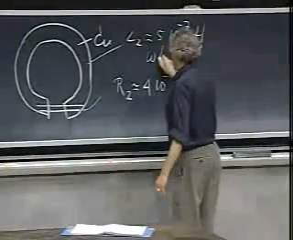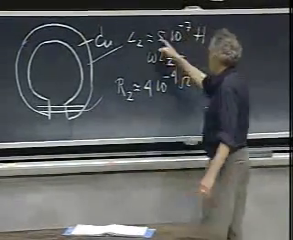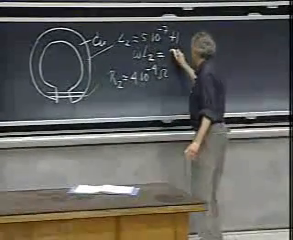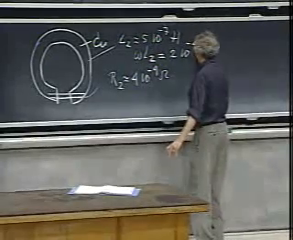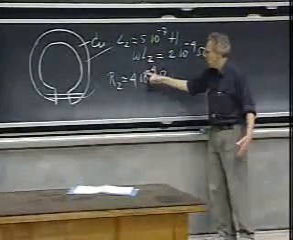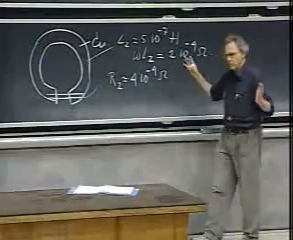So omega times L2, I have to multiply this by 377, becomes about 2 times 10 to the minus 4 ohms. Even though R2 is not much smaller than omega L2, they are now beginning to be comparable.